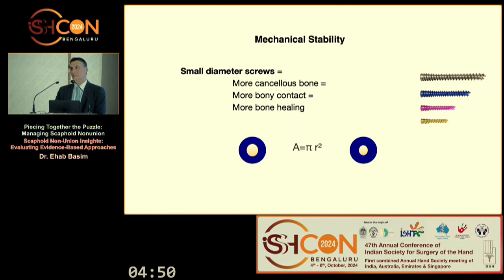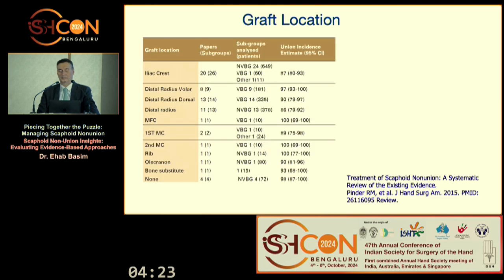Now, on mechanical stability, I think we moved away from the idea that we need compression, because K-wires heal scaphoid non-unions really nicely, and we know that K-wires don't give any compression. So we don't need a big screw to achieve union. And the smaller the screw we use, the better bone contact you will have. And this is maybe why we're getting really good results with the plate, because there is no metal crossing the fracture.